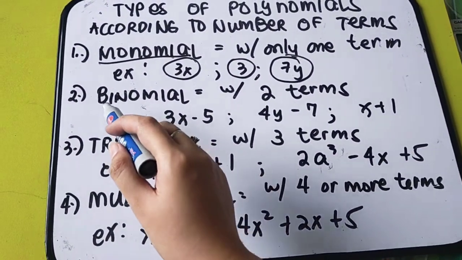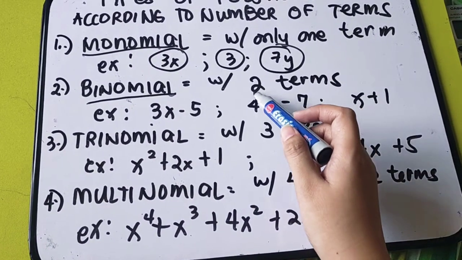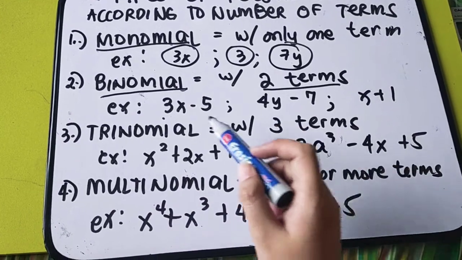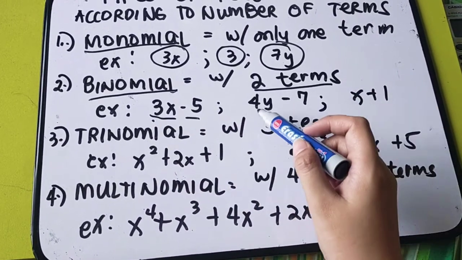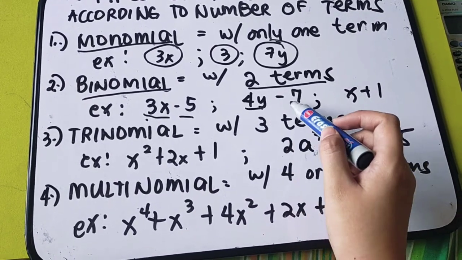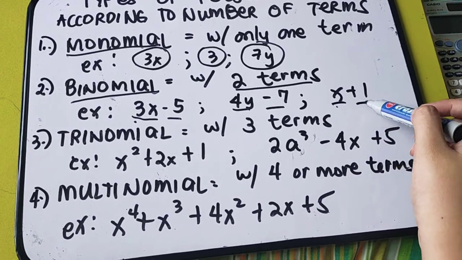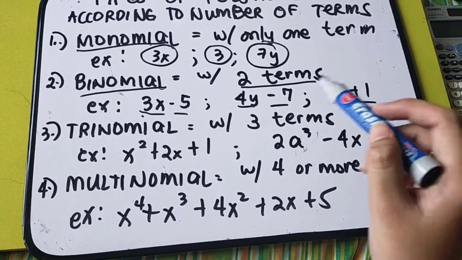Next, we have what you call binomial. When you say binomial, it consists of 2 terms. For example, 3x minus 5. It is 2 terms. There is 3x, and there is minus 5. Next, 4y minus 7. We have 4y and negative 7. And then, x plus 1, we have x and positive 1. So, that is binomial. Two terms.